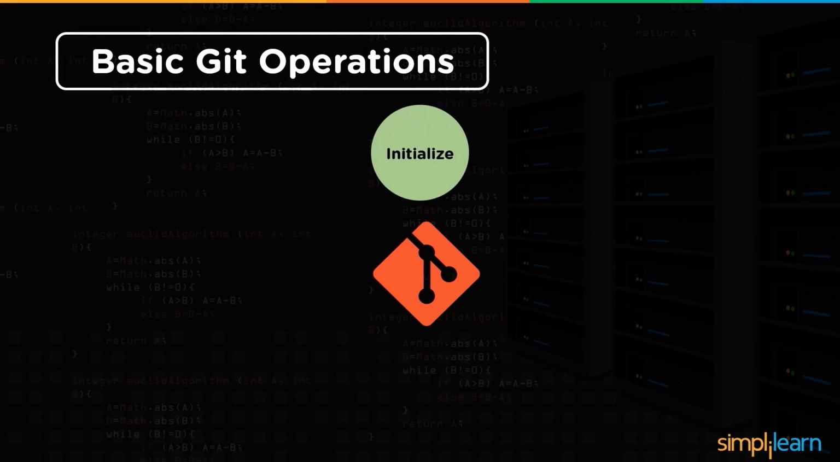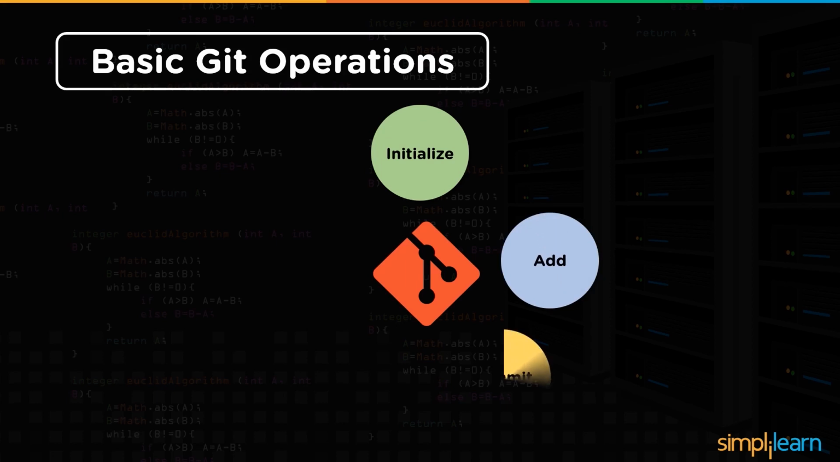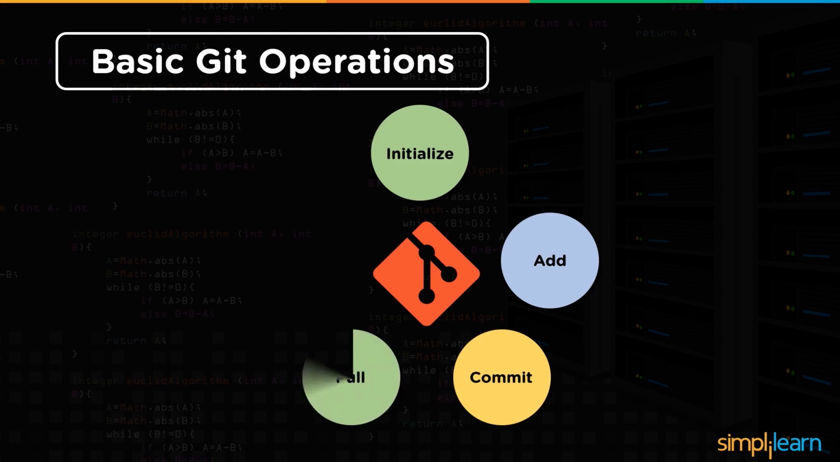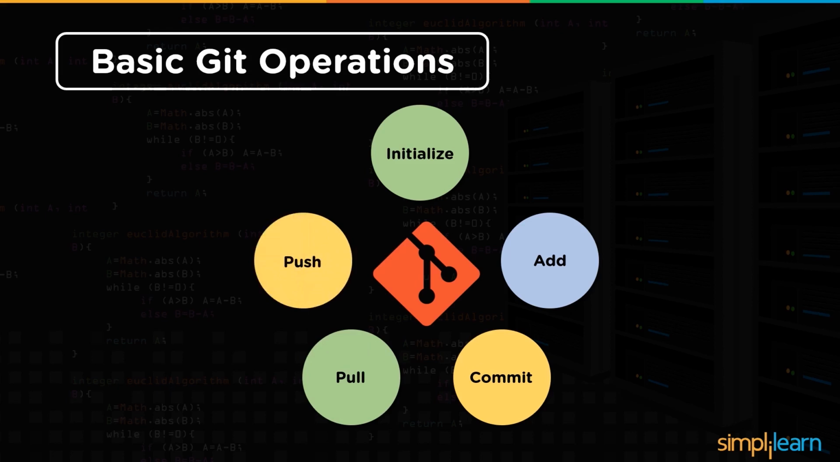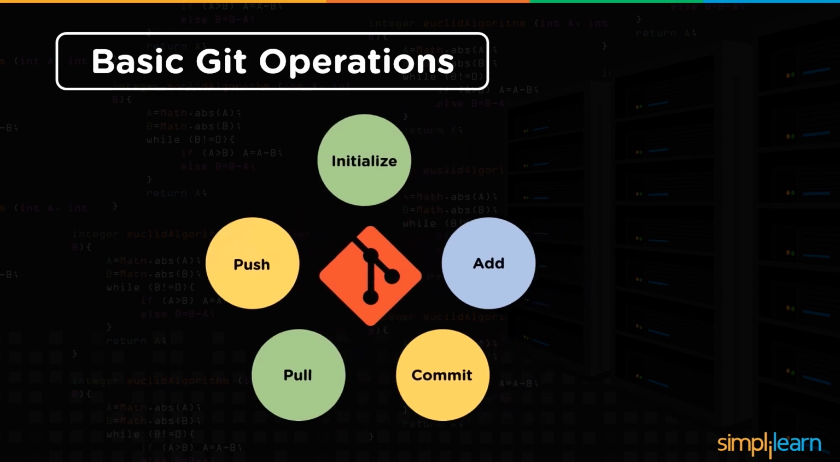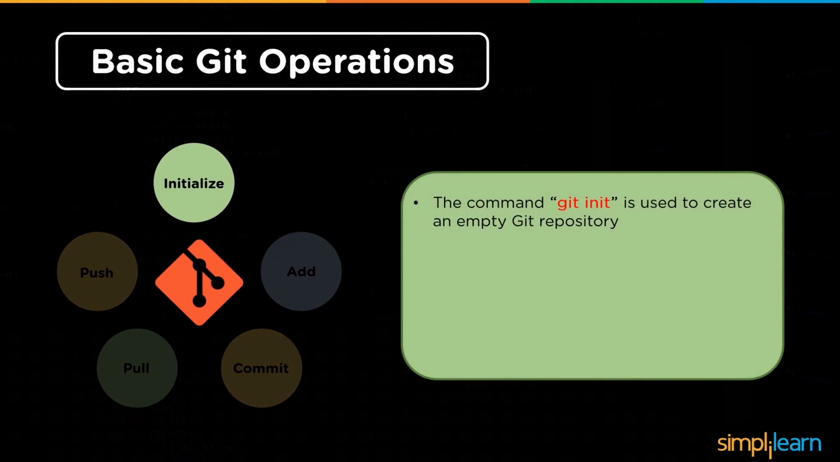The very first operation is initializing a git repository. This is something we perform to create a new repository or a new project. Then we have the add operation, which is used to add changes or modified files to the staging area. Git commit is used to create a new version of the group of files. Then pull brings down the changes from the remote repository to the local repository, and push pushes the changes from the local repository to the remote repository. So these are some of the basic operations which we perform so that we can move the changes from one state to another. And the first one is the git init command.